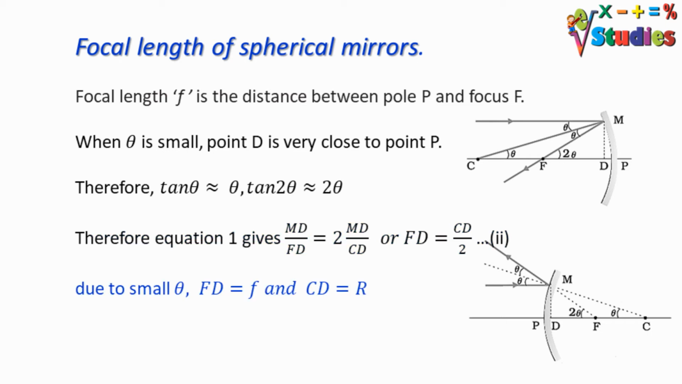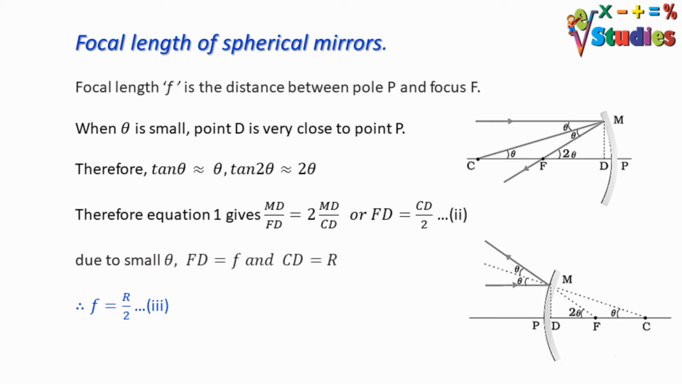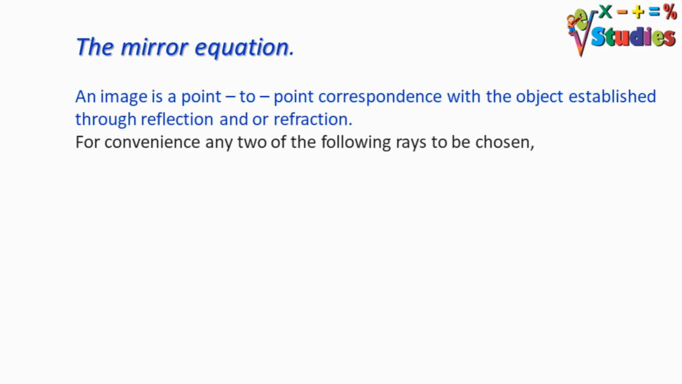Now students, as we know, the distance between point P and point F is the focal length, and here theta is very small. So because theta is very small, we can say that FD, the distance between point F and point D, is equal to f, the focal length, and CD is equal to R, the radius. Therefore, we can say that the focal length is equal to half of the radius, which means f is equal to R by 2. Moving to the next slide, we have the mirror equation.